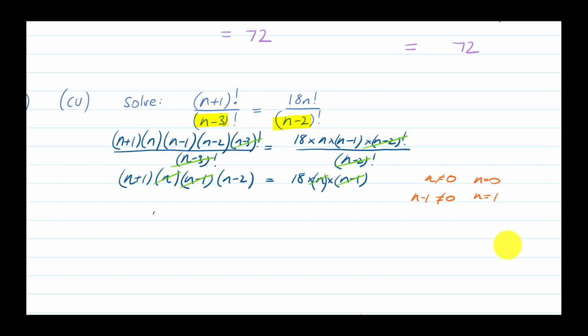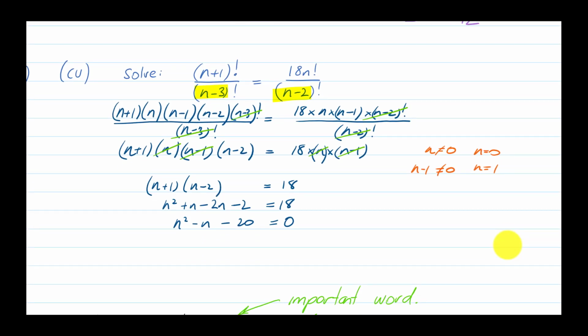And so we get n plus 1 times n minus 2 is equal to 18. And this is now a quadratic we need to solve. So I'm going to crack through solving it. I get n squared plus n minus 2n minus 2 equals 18, which of course is n squared minus n minus 20 equals 0. I've just subtracted 18 and brought the like terms together, which of course is n minus 5, n plus 4 equals 0, and n is equal to 5 or negative 4.